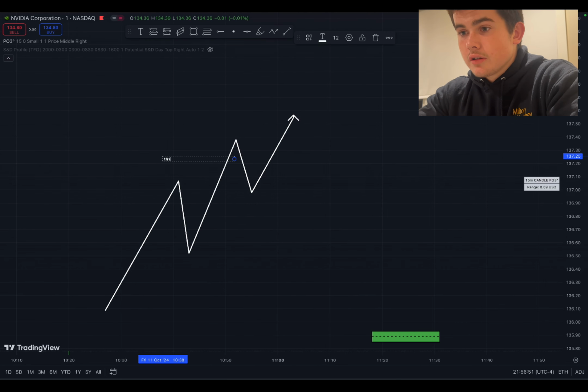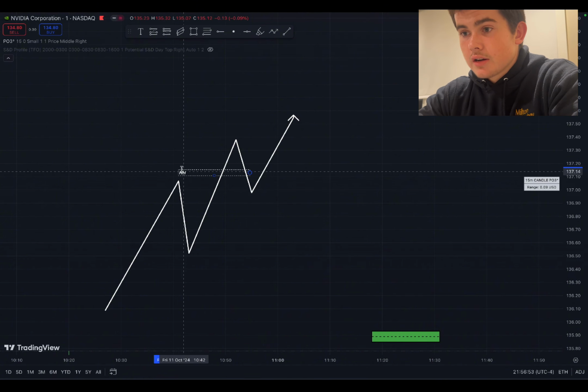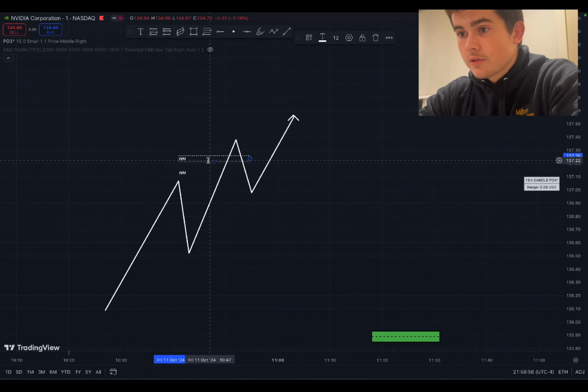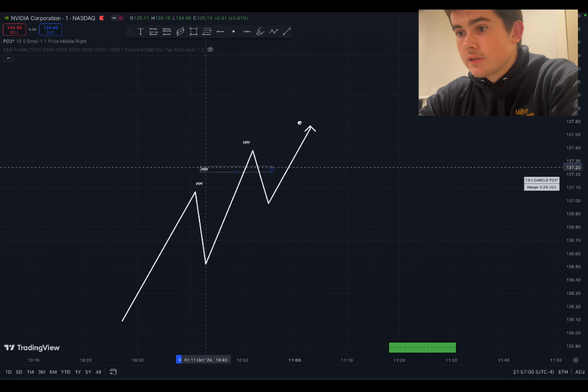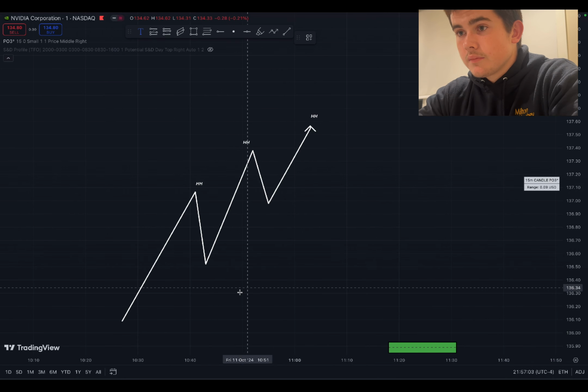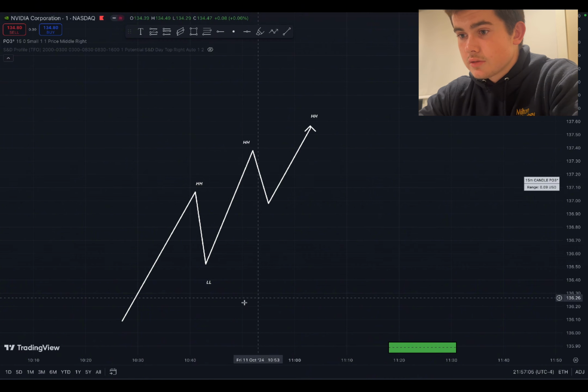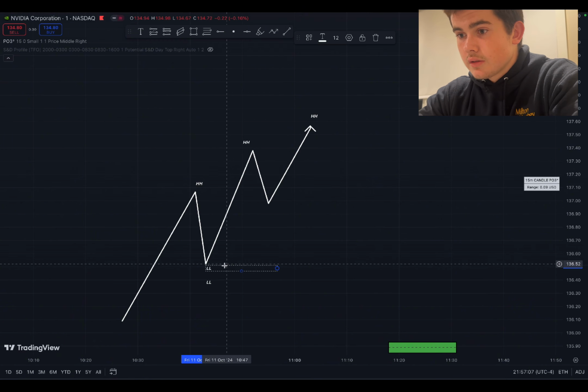So if you go here, this is a higher high, and then you go again and make a higher high here. And then same thing, you get your lower lows right here, and then you get your lower lows.